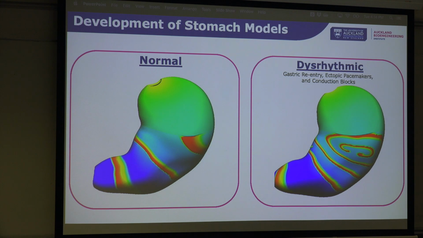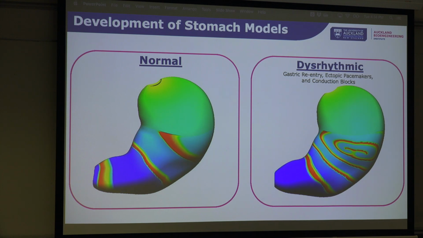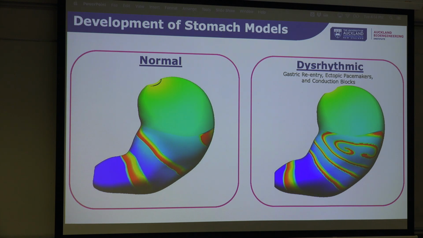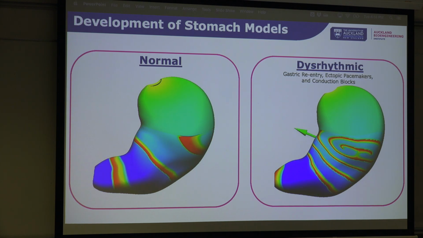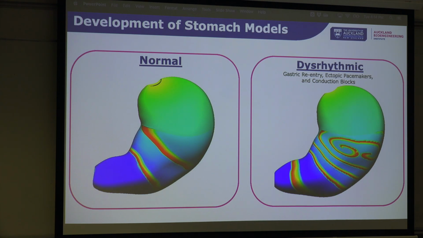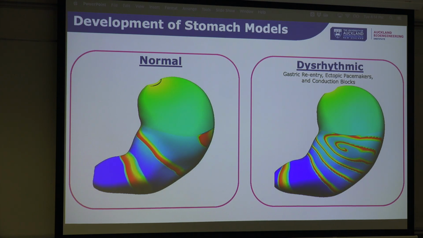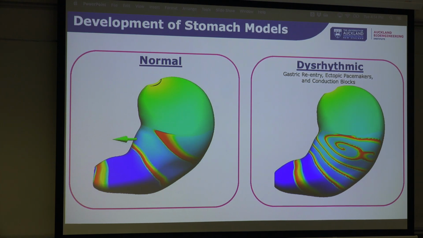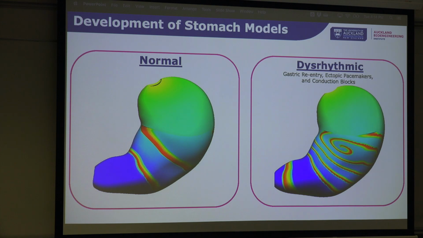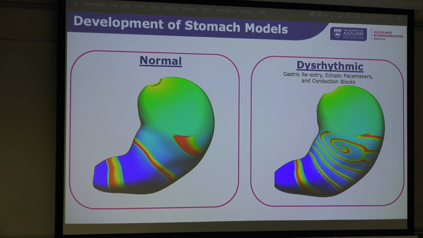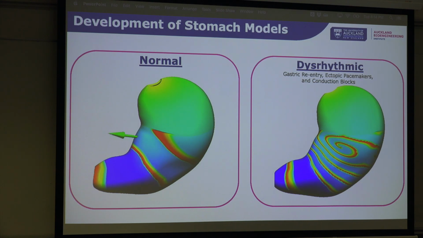So we can already see that that 3-cycle limit is gone, and we have a much higher increased rate, and we also have retrograde propagation as well as normal propagation. And so what we wanted to do with these models was look at the body surface recordings and see if we can actually identify differences between them. So for this, we investigated gastric re-entry, ectopic pacemakers, and finally conduction blocks.